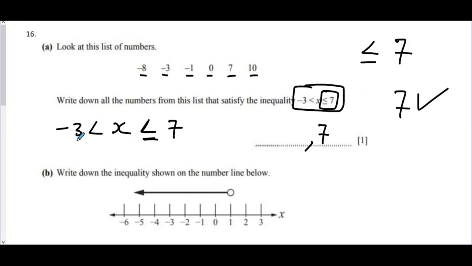What are other numbers which are between -3 and 7? Those numbers are 0 and -1. How about -3? Should you put it there? No, because here they say less than, so -3 has to be less than the number you put. What if they had said less than or equal to? Because there is an equal to, then -3 should be part of the list. Now, because this symbol is silent, it does not have equal to, -3 should not be in the list. So the numbers which are between -3 and 7, including 7 itself, will be -1, 0, and 7. Okay, how about 10? No. How about -3? No. How about -8? No. So these are the only numbers.